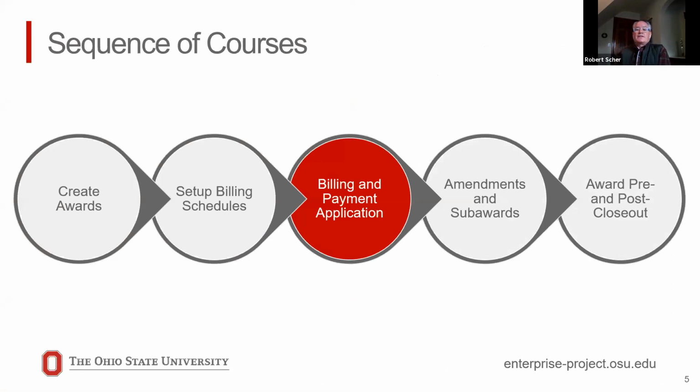This slide demonstrates the 5 courses in the awards and grants curriculum. Everyone should have attended a session on creating awards and setting up billing schedules. Today's course builds upon the first 2 courses. We'll walk through the process of invoicing sponsors and applying payments. Practice labs will begin soon for fiscal services and financial services. In those, we'll begin practicing in Workday and using the labs to do a deeper dive on some specific billing scenarios.